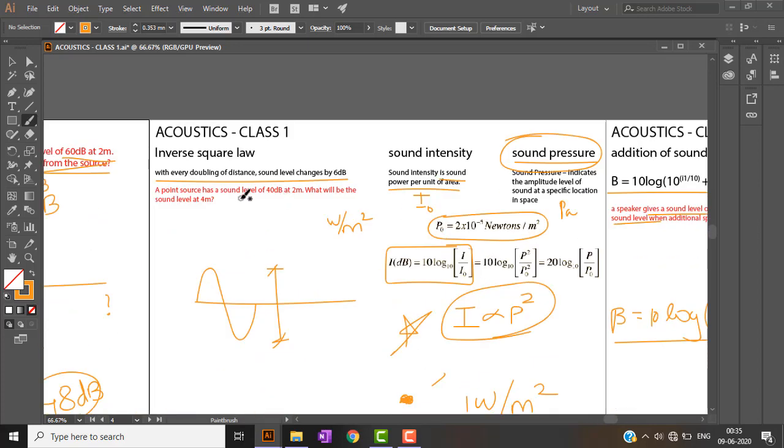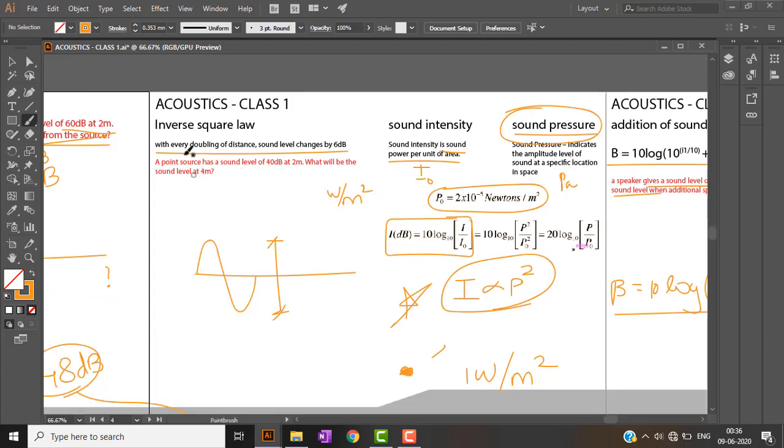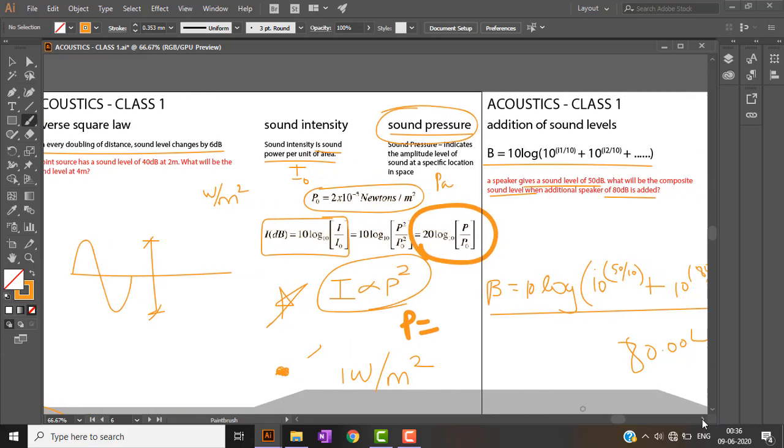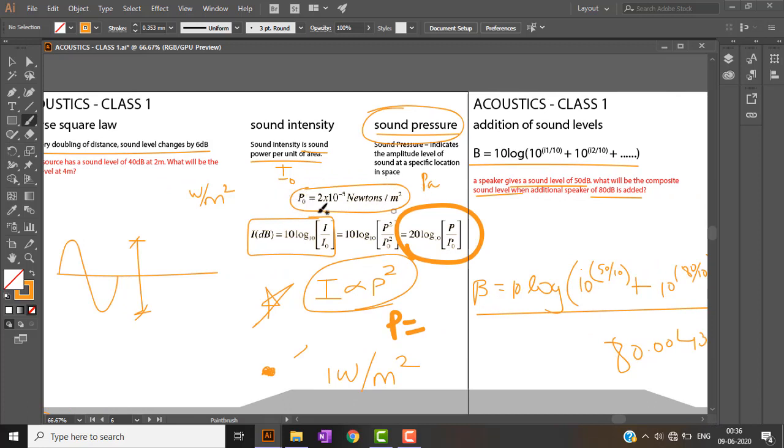Then we saw the inverse square law. With every doubling of distance, sound level changes by 6 decibels. If the distance reduces, sound will increase. If the distance increases, sound will decrease. It's inversely proportional. And we saw sound intensity and sound pressure. P is equal to 20 log10 (P by P0). P0 is the threshold of pressure, which is 2 into 10 raised to minus 5 Newton per meter square. Pressure indicates the amplitude of the sound wave.